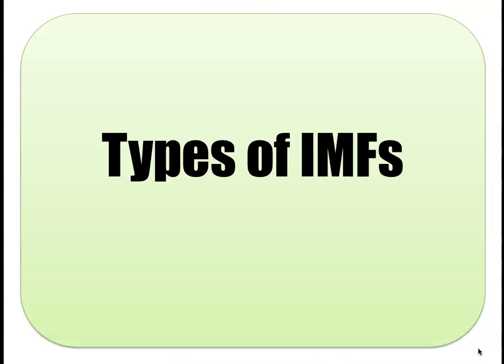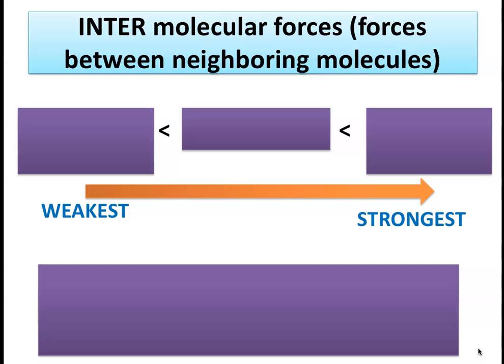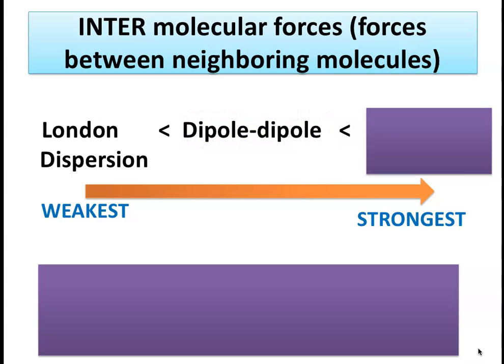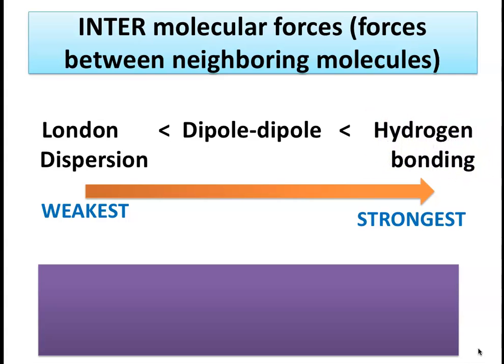Okay. So, types of IMFs, we like to call them. So, our intermolecular forces between neighboring atoms. Again, we are looking at one molecule or atom to another. The weakest are London dispersion, followed by dipole-dipole forces, and then the strongest IMF is hydrogen bonding, to give us an ability to rank them.